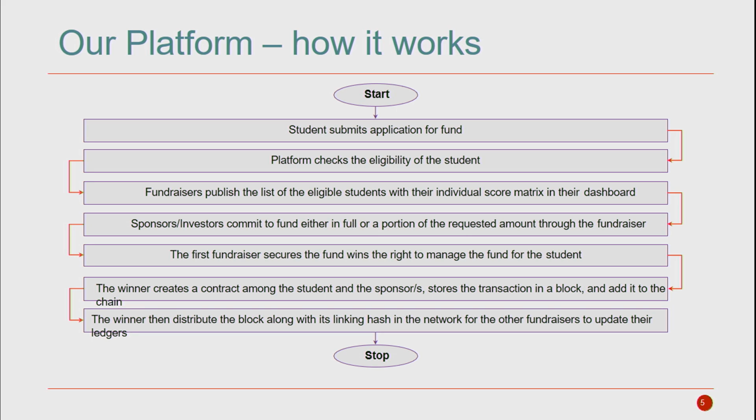So this is how our platform basically works. A student submits an application for funding. The platform checks the student's eligibility. Then fundraisers publish the list of students. Sponsors or investors fund the students. And the fundraiser who is able to secure all the funding for a student first is able to add a student to the chain. Then the winner creates a contract among the students and the sponsor and distributes it to the rest of the community or the network.